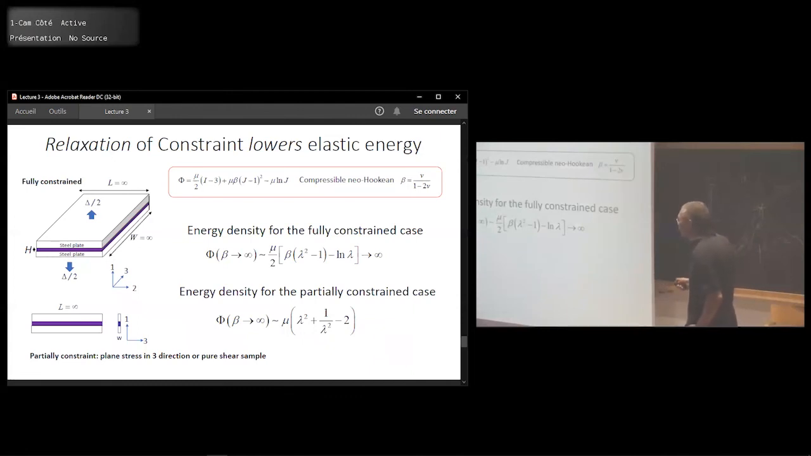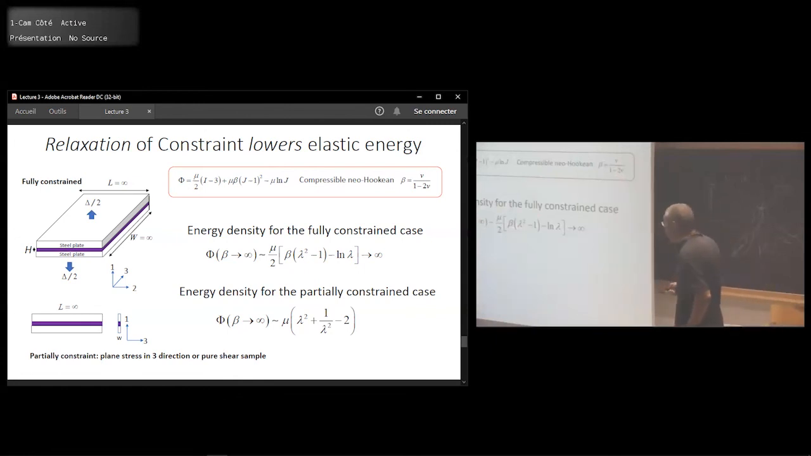Then I can calculate the energy density for homogeneous deformation, because the homogeneous deformation state does exist for this problem. So the energy density I calculated is mu, which is the small strain modulus, times beta. Beta is this parameter. Nu is the small strain Poisson ratio. You notice that when nu is equal to 1/2, which is the incompressible limit, beta goes to infinity. So basically, the energy density for the fully constrained case, where W and L go to infinity, is infinite. If nu goes to 1/2, that basically means that you cannot do the experiments.